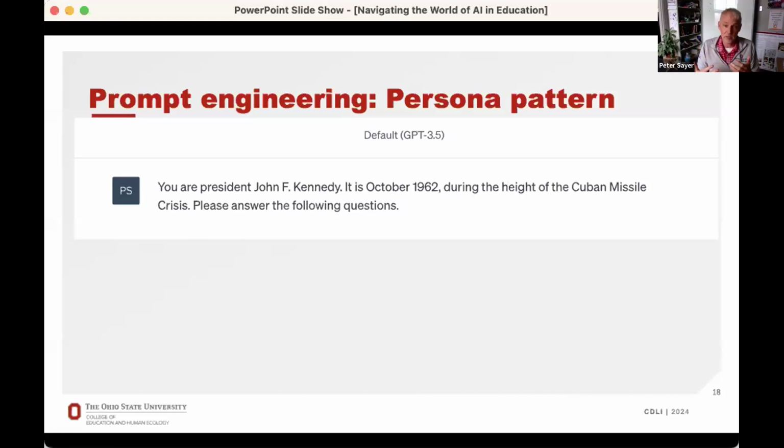And having it do this role playing, if you want to understand, during the Civil War, why was Abraham Lincoln hesitant about signing the Emancipation Proclamation? Well, let's interview Abe.